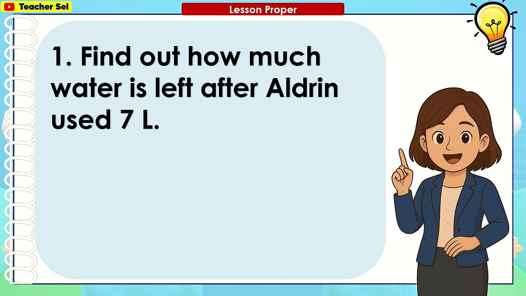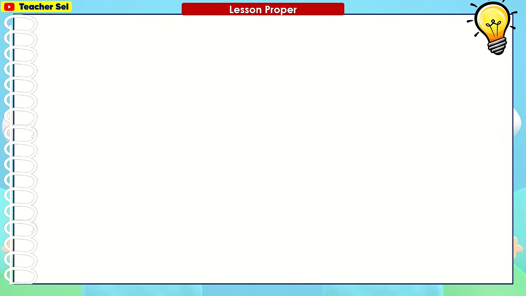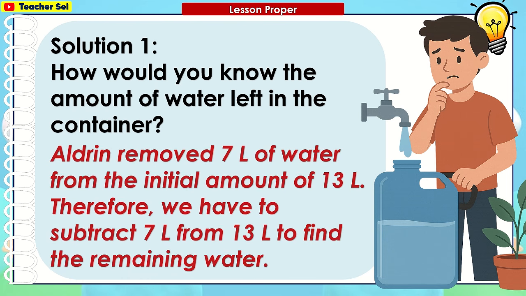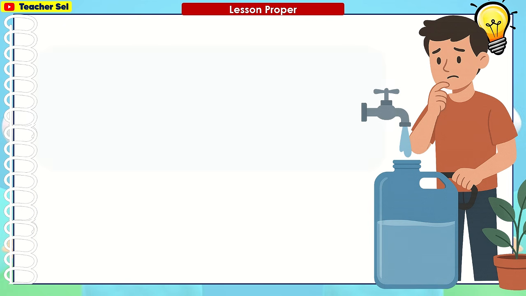Find out how much water is left after Aldrin used 7 liters. Determine how much more water is needed to completely fill the 15 liters container. For solution 1, how would you know the amount of water left in the container? Aldrin removed 7 liters of water from the initial amount of 13 liters. Therefore, we have to subtract 7 liters from 13 liters to find the remaining water.